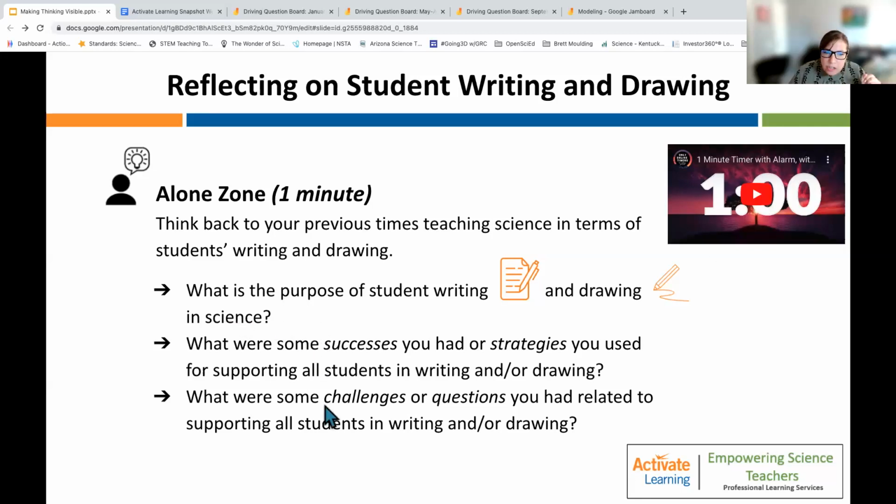As you're thinking about these questions, remember, I'm going to ask you to share in the next slide. Thinking back to your previous times teaching science in terms of student writing and drawing, what was the purpose? What successes did you have? What strategies did you employ? And what were some challenges or questions you might have? So I'll be quiet. Alone zone think time starts now. We will share when the timer goes off on the next slide.